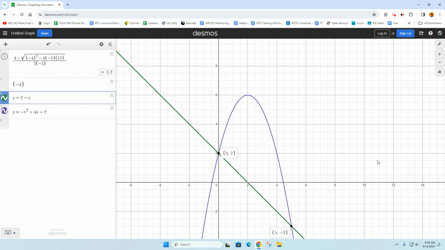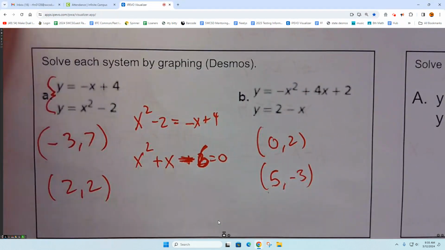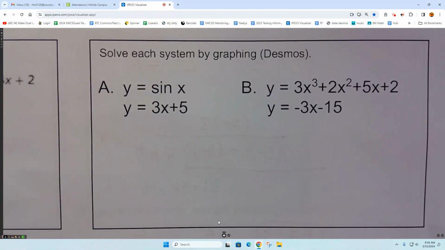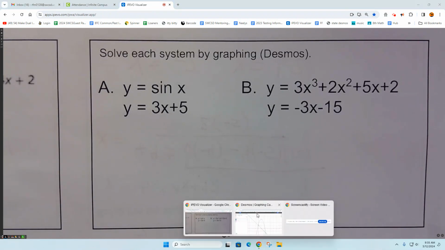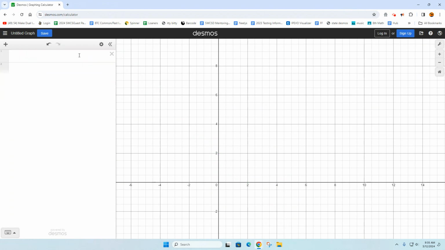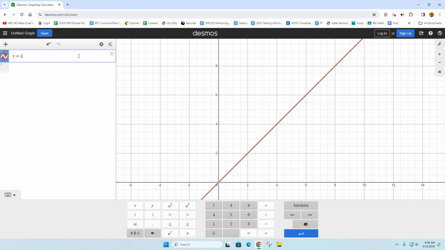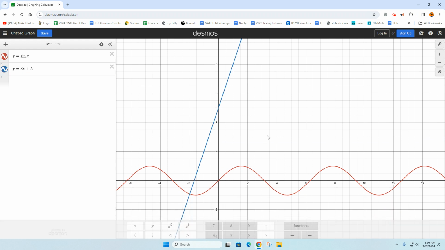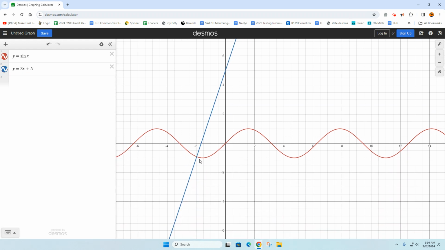This method is so easy to use that I could give you some craziness like I did on the next question, or the next two rather. What does that mean? I have no idea what that means, but I'm going to go to Desmos and just type it in. So we have y equals sin of x, y equals 3x plus 5. It's actually sine, even though it looks like sin. And we can find the solution right there.